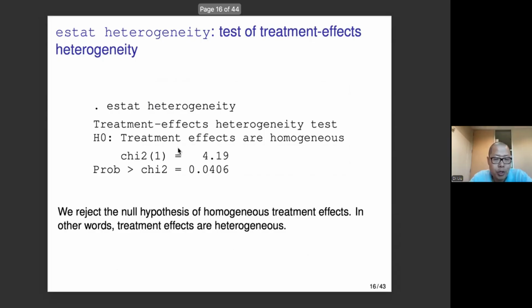So in order to rigorously test whether treatment effects are heterogeneous, we use estat heterogeneity. It's a test of the null hypothesis. The null hypothesis is that treatment effects are homogeneous. Here we look at the p-value, which is about 4%. So we reject the null hypothesis. In other words, the treatment effects are heterogeneous.